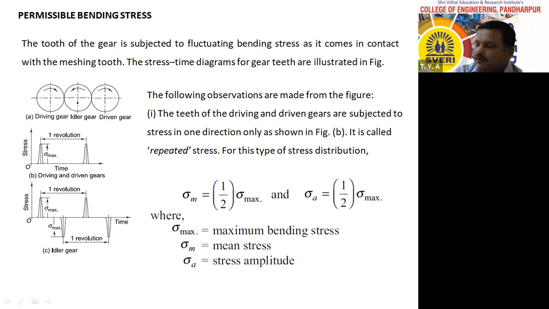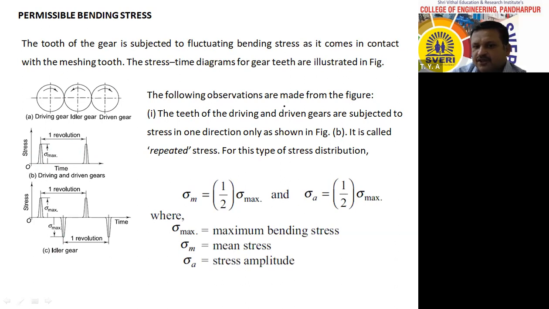If you place an even number of idle gears between the driving gear and the driven gear, then the direction of motion of the driving and driven gear is opposite. That is the function of an idle gear. Therefore, this is the stress time diagram for one revolution. What is the stress in the case of the driving gear and driven gear? And this is for the idle gear.